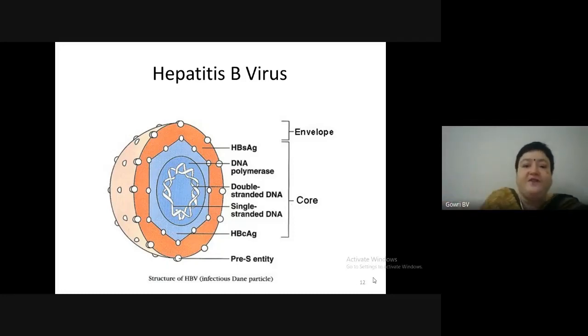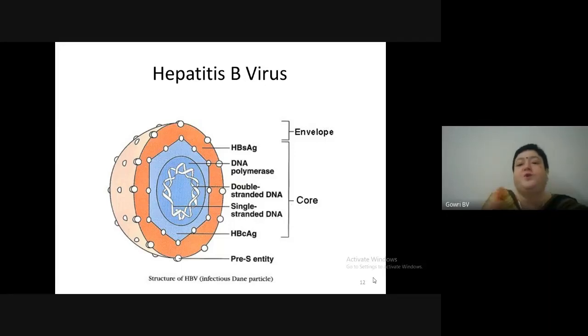And you have two different types of antigen. Hepatitis B surface antigen, designated in the picture as HBsAg, and the core antigen, HBcAg, and of course we have the pre-S entity, the pre-surface entity. This particle is called the infectious Dane particle. So I repeat the structure. Hepatitis B virus is an enveloped virus, and the core structure has a double-stranded DNA molecule as its genetic material, with hepatitis B surface antigen and hepatitis B core antigen.